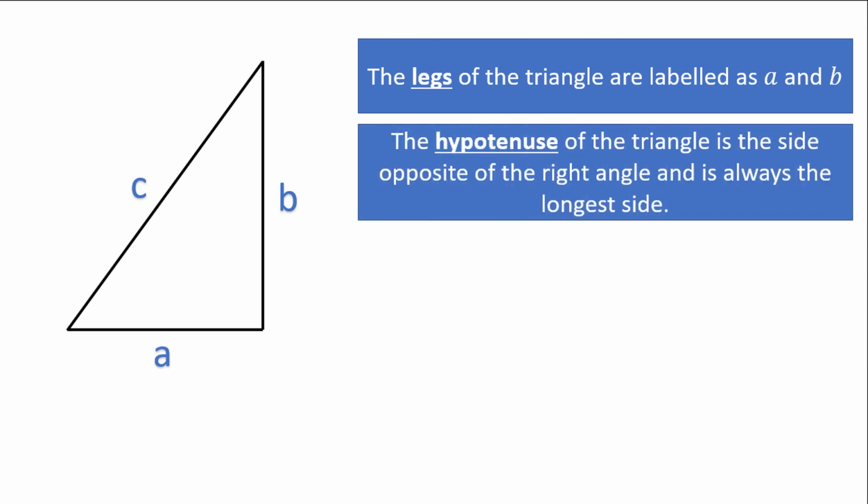We call c the hypotenuse of the triangle, which is always the side opposite to the right angle, and is also always the longest side. The way you can identify the hypotenuse is by first finding the right angle, which should be indicated by a little square on one of the angles of the triangle. Once you have identified the right angle, the hypotenuse is the side directly opposite, which is generally labeled as c.